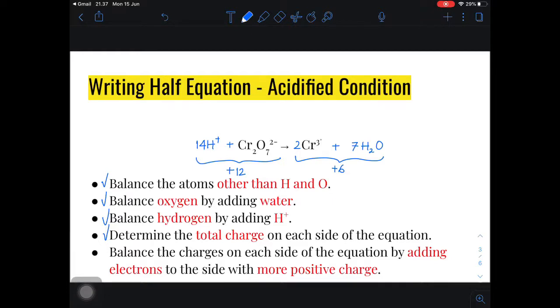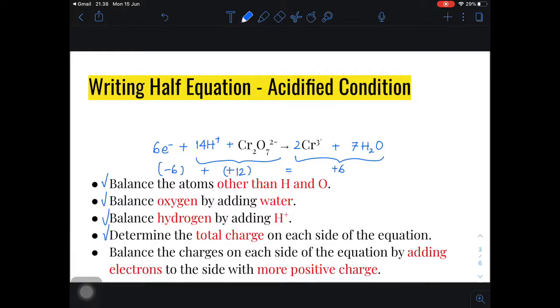balance the charges on each side of the equation by adding electrons to the side with more positive charge. So we want to make the left hand side and the right hand side to have the equal charge. Therefore, we need to add 6 electrons on the left. Negative 6 plus positive 12 will be equal to the positive 6. So now we have the balanced reaction as shown in the reaction.